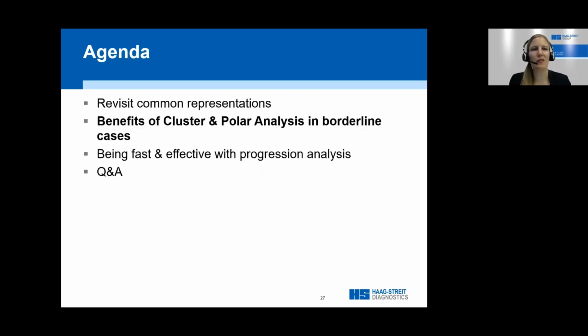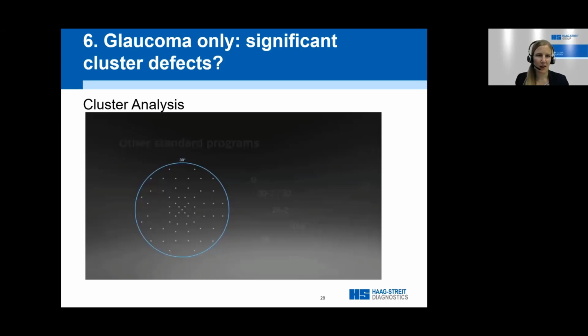Now, things are not always so easy. The hardest visual field interpretations are really these borderline glaucoma cases. And of course, cases with two or three comorbidities are maybe hard as well. So I'd like to present to you a couple of features we have uniquely in the Octopus that really help you there. One is the cluster analysis. So what does the cluster analysis do? It starts with the comparisons chart or the total deviation.